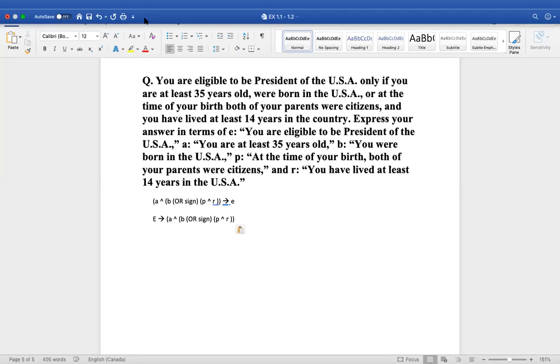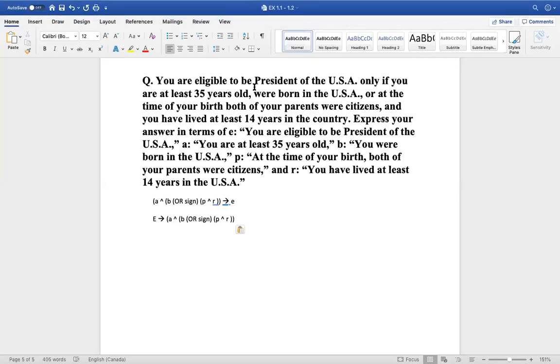Sorry, what's your question again? Why did you add an AND operator between A and B? Okay, so here we have to put the AND operator because the conditions suggest us to.